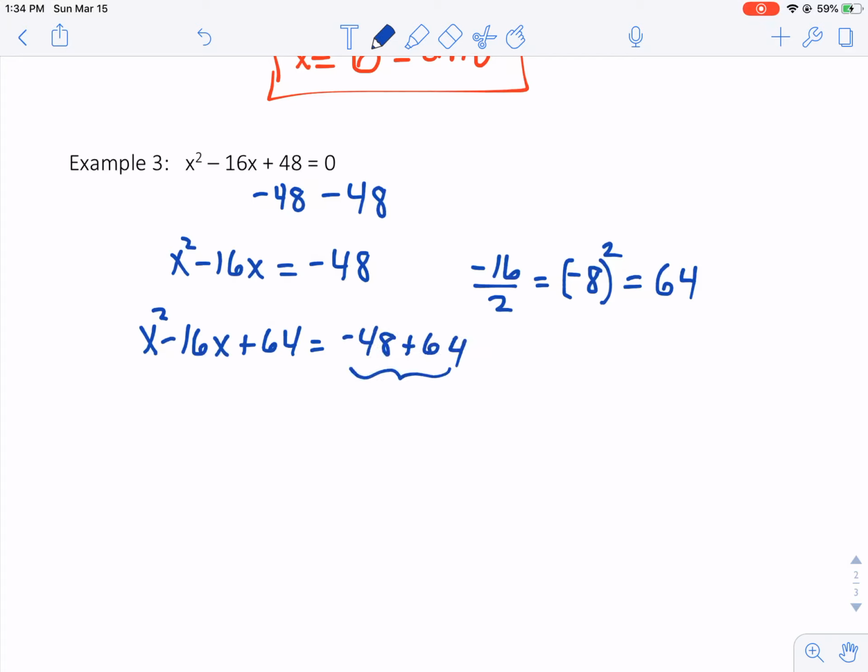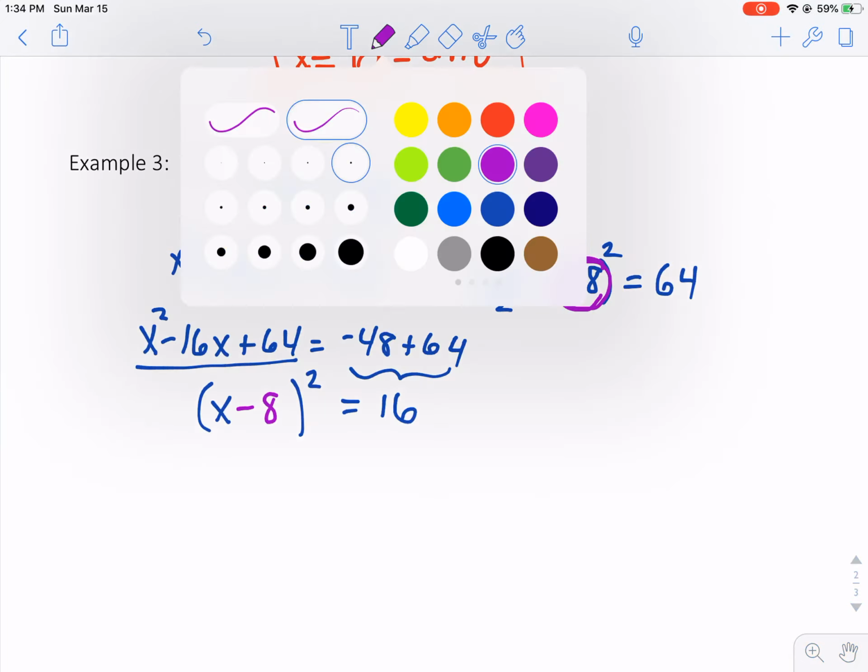Okay, now clean up the right side and actually add them together. That's going to give you 16. Now that you have a perfect square trinomial here, you're going to factor it, but you're not going to think too hard. You're going to have an x. And when you took your half b, before you squared it, you had a negative 8. So that's what goes inside the parentheses for your factors. Don't even have to work at it.